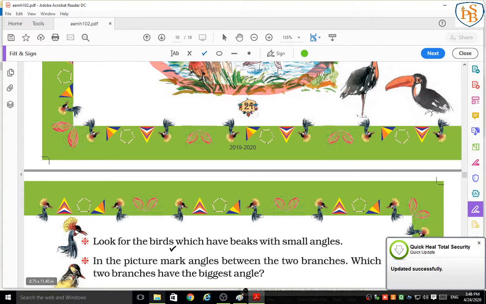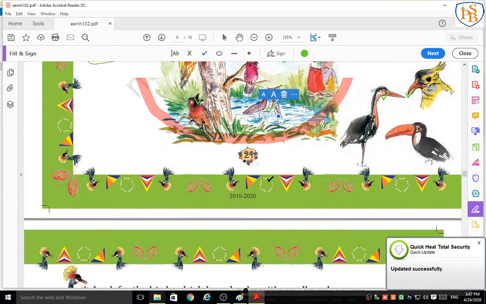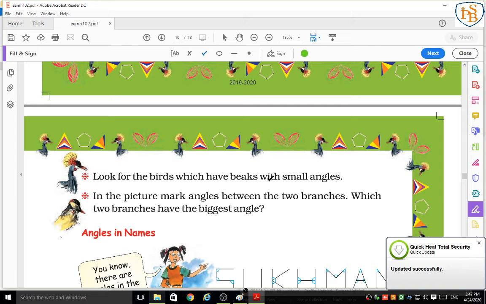Then look for the bird which have a beak with small angles. Look for the birds. You have to look at all the birds and tell me which have a beak with small angles. Small angles. Those who not open their beak. Correct? These are having small angles. Then come to the next question.